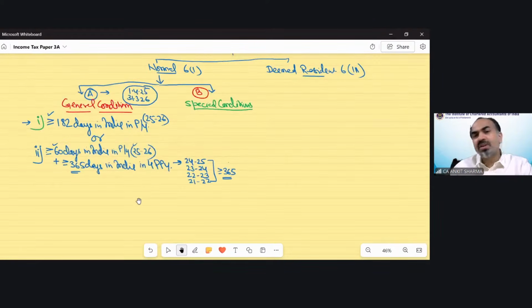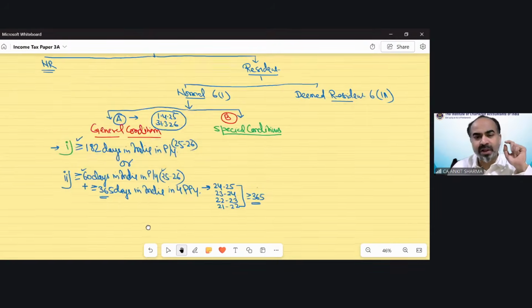So, understood these two conditions? So these are general conditions. If you do fall in category A, general condition, these two conditions are going to be checked. If you fulfill any of these conditions, you will be called a resident in India. If you do fall under category A, we're still left with the category B condition.